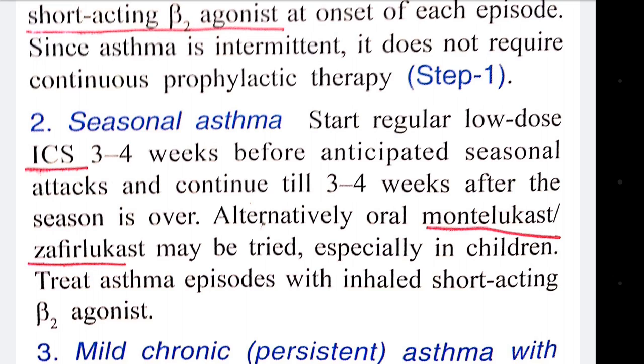Next one is seasonal asthma. When it comes to seasonal asthma, you should start regular low dose of inhaled corticosteroids 3 weeks before the seasonal attack and continue 3 to 4 weeks after the season is over. Sometimes you can even give montelukast and zafirlukast.